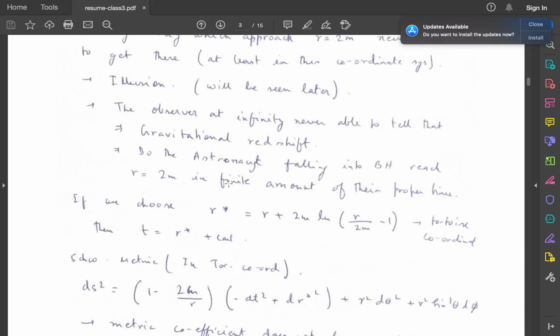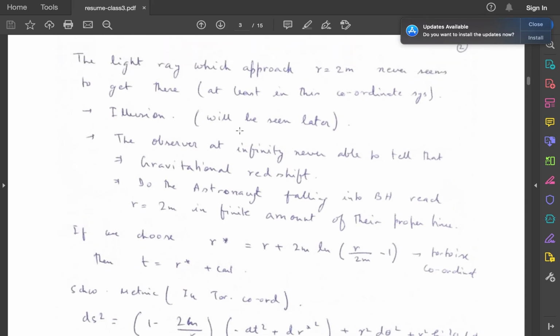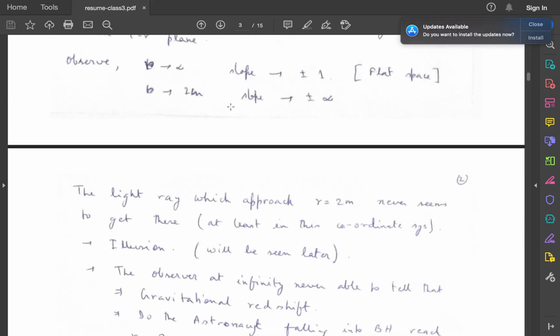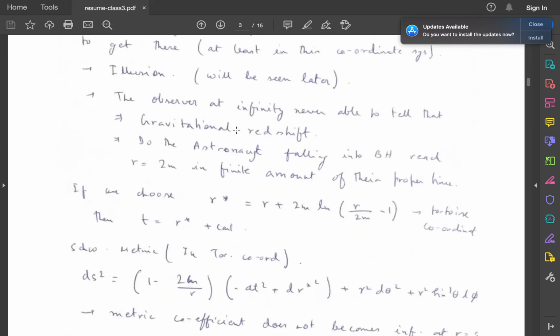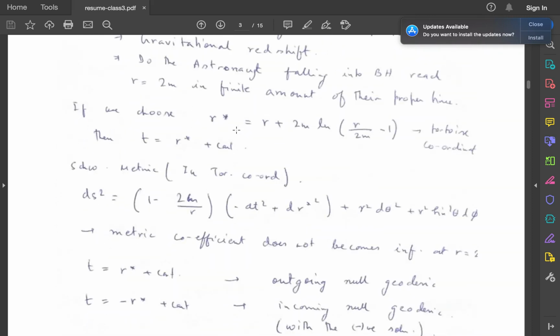Okay, so this is the problematic point which I have always been talking about, r equal to twice m. What can we do about it? This is the first hint, whether we can do something about it or not. So let us choose a coordinate r star, defined by r star equals r plus twice m ln (r over twice m minus 1). This is known as the tortoise coordinate.